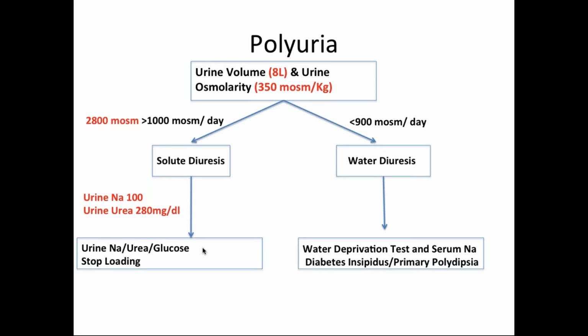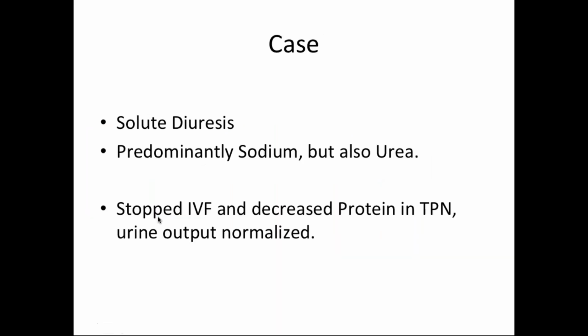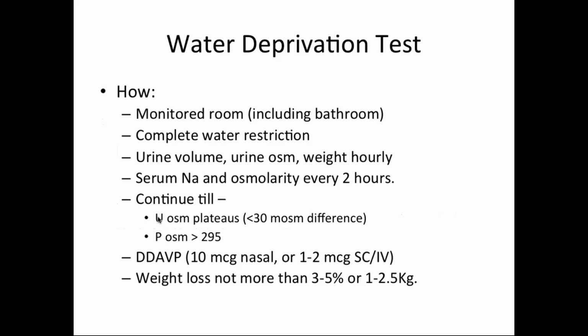And when you assess the urine sodium and the urine urea, you find that the urine sodium is 100 milliequivalents per liter. So out of the 350 milliosms, 100 is sodium plus 100 negatively charged anions that will go along with it. So 200 of the 350 osms are due to the sodium, and the remainder predominantly are due to the urea. What this means is that this person has a solute diuresis, predominantly sodium, but also with urea. And as you stop the IV fluids and decrease the amount of protein that this person is getting in the total parenteral nutrition, the urine output normalized and the polyuria subsided.